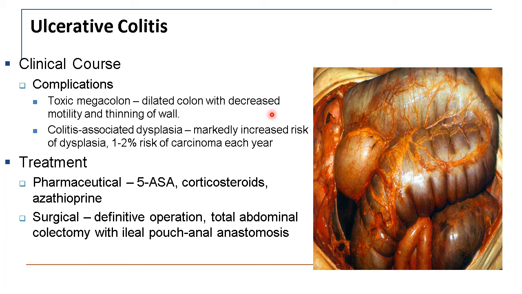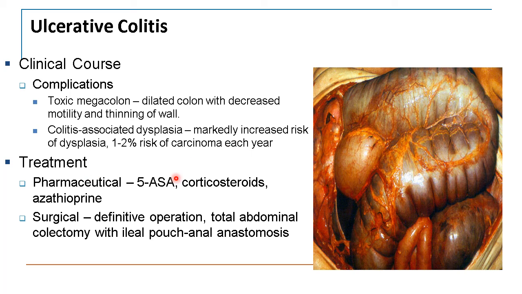Ulcerative colitis can be complicated by a very characteristic complication called toxic megacolon. Megacolon is a dilated colon with decreased motility and thinning of the wall. Another complication is colitis-associated dysplasia, a markedly increased risk of dysplasia, and a 1 to 2% risk of carcinoma each year. So both ulcerative colitis and Crohn's disease carry a risk of carcinoma.